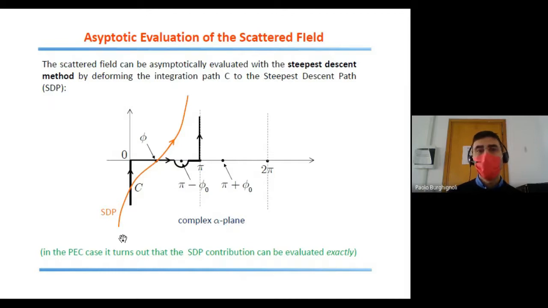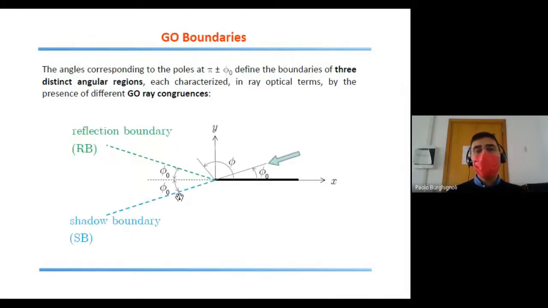Now let us examine the location of the poles, that again are at pi plus or minus phi 0. Geometrically, those angular locations define the so-called shadow and reflection boundaries, SB and RB. In particular, pi minus phi 0 is the reflection boundary, whereas pi plus phi 0 is the shadow boundary. They are indicated here and in the following slides with different colors. And the meaning is quite simple.